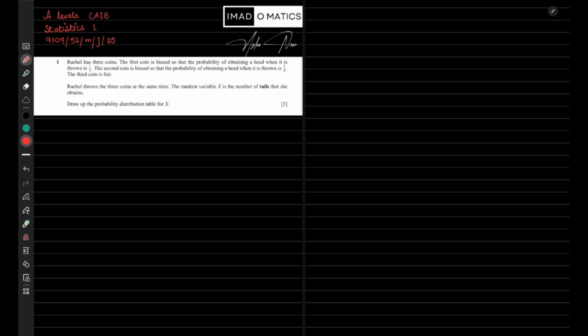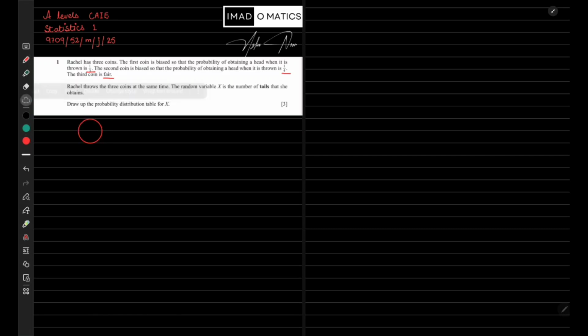Rachel has 3 coins. The first coin is biased, so the probability of obtaining a head when it is thrown is 1/3. The second coin is biased, so the probability of obtaining a head when it is thrown is 1/4. And the third coin is fair. So first let us understand this visually.